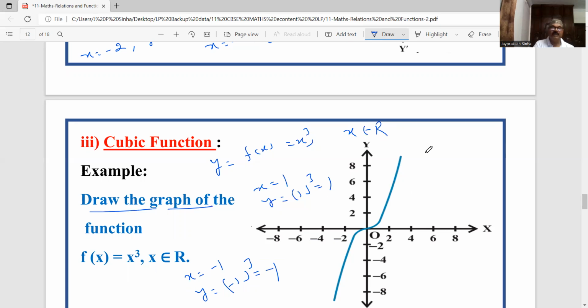Correct? When you put x is equal to plus 2, you get y is equal to x to the power cube, means 2 to the power cube, that is 8. When you put x is equal to minus 2, then y is equal to minus 2 to the power cube, that is minus 8. Correct? So for all the positive values, you will get a graph like this. For negative values, you will get a graph like this. So this is the graph of a cubic function.